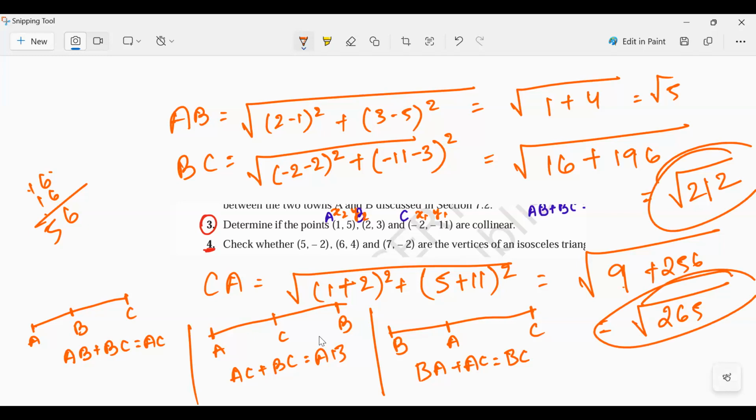But yes, you have to write that you are not getting the same. Got it? Hence, A, B, C are not collinear. Hence, the given 3 points are not collinear. Clear? Yes, ma'am.